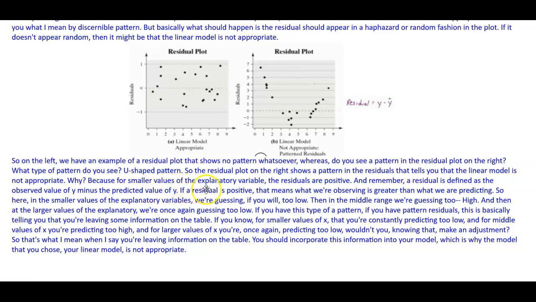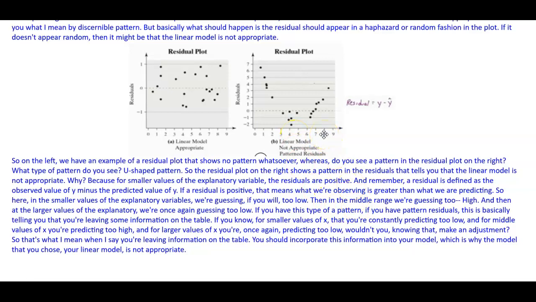Because for smaller values of the explanatory variable, the residuals are positive. And remember, a residual is defined as the observed value of y minus the predicted value of y. Now, if a residual is positive, that means that what we're observing is greater than what we are predicting. So here, in the smaller values of the explanatory variable, we're guessing, if you will, too low.